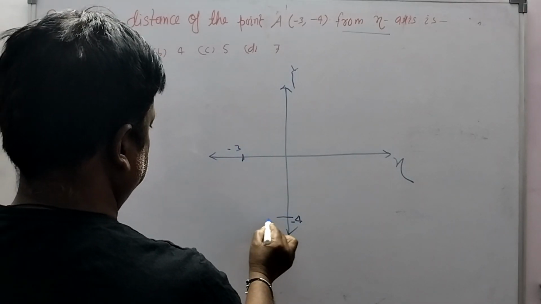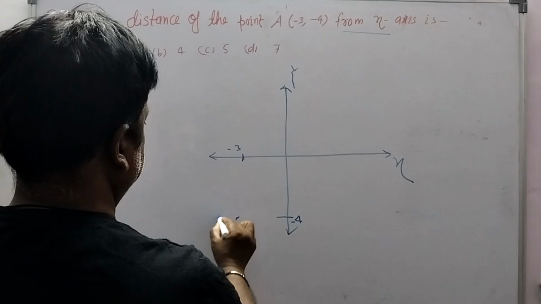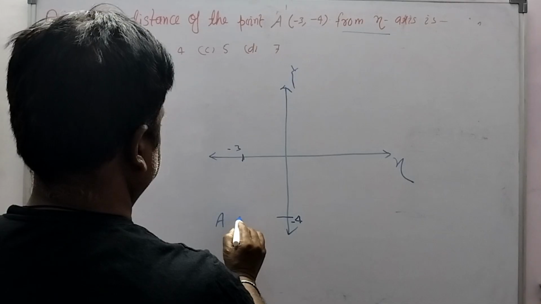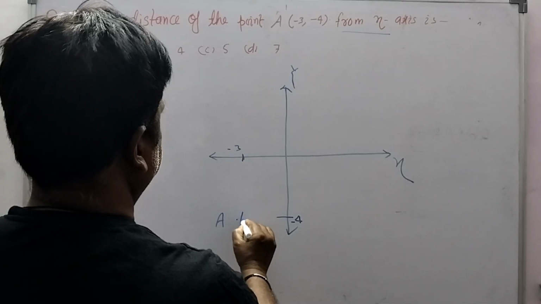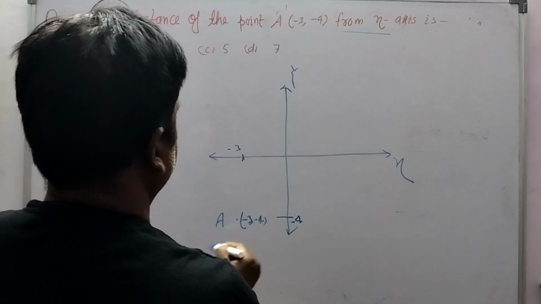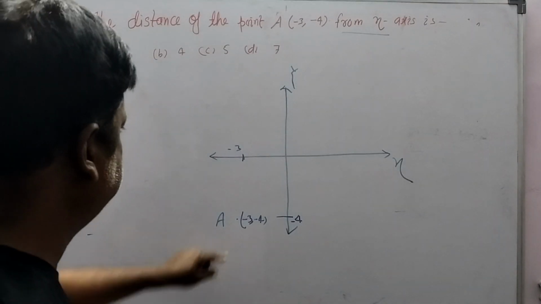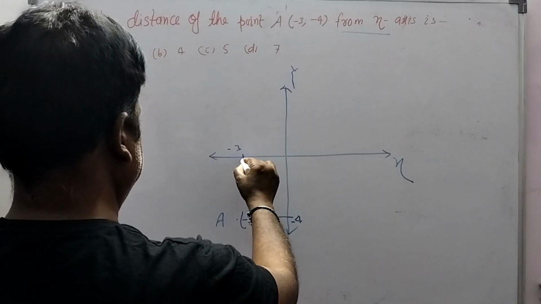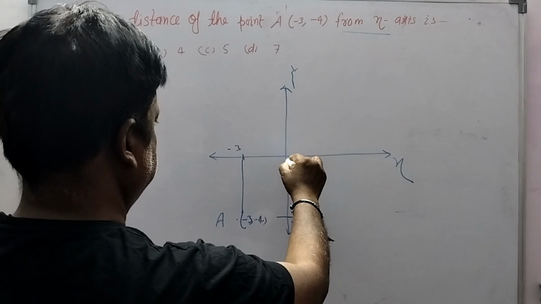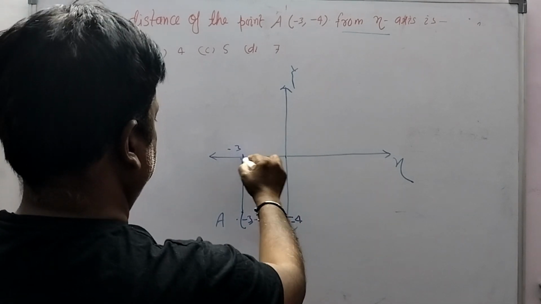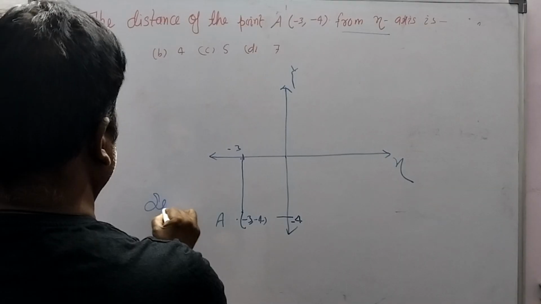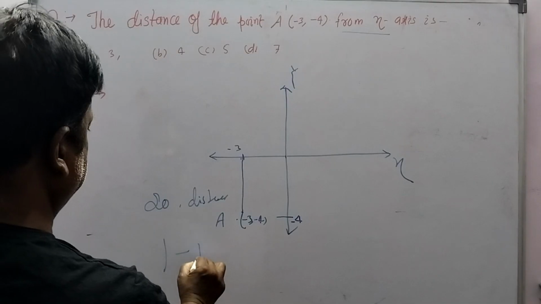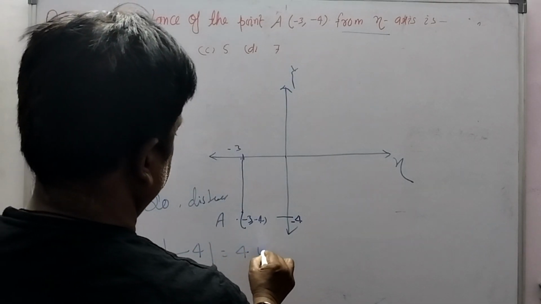So the point lies here. This is a point whose coordinates are (-3, -4). So the point's distance from the x-axis is this distance, which means the y coordinate. So the distance is the mod of the y coordinate. So that is 4 units.